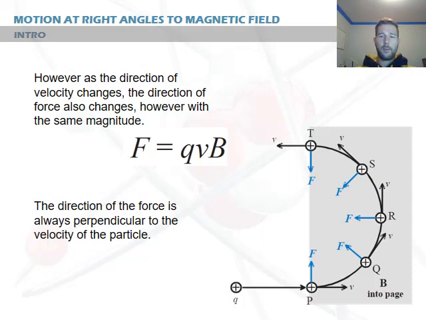Now velocity is a vector quantity and so is force. So when we have a force applied to the particle, it changes the direction of the velocity. So as we move around in small time intervals, the direction of the velocity changes slightly. Now applying our right hand rule to the new direction of velocity, we see that we have a new direction of force. In the diagram, you can see the direction of the force is always perpendicular to the velocity of the particle, and in our case here, it's pointing towards the center of a circle.